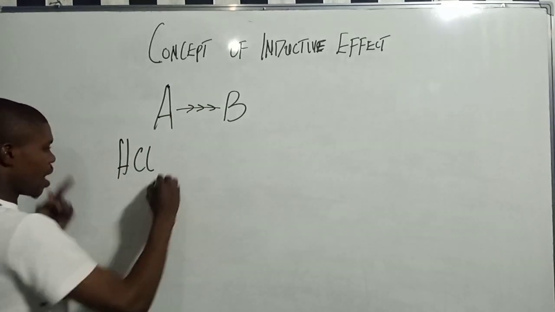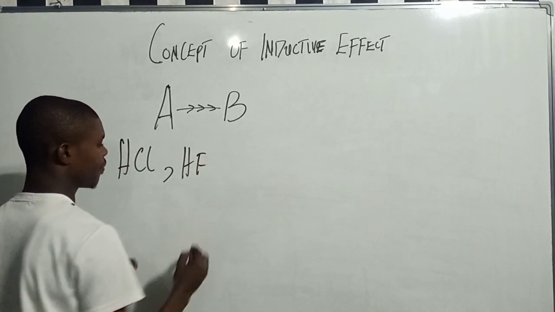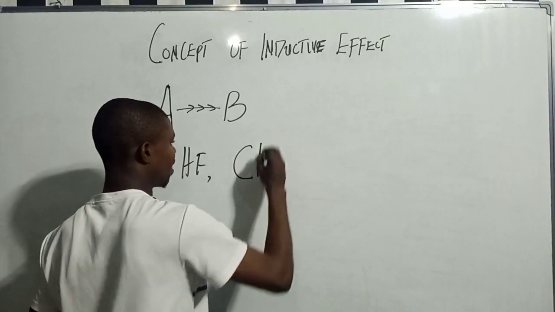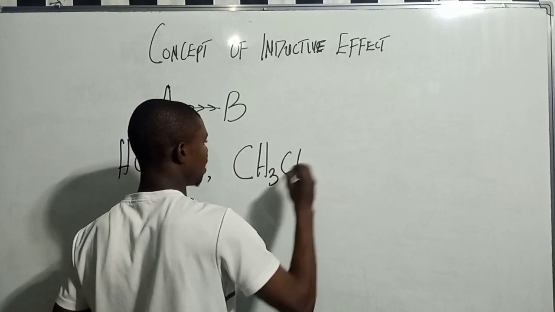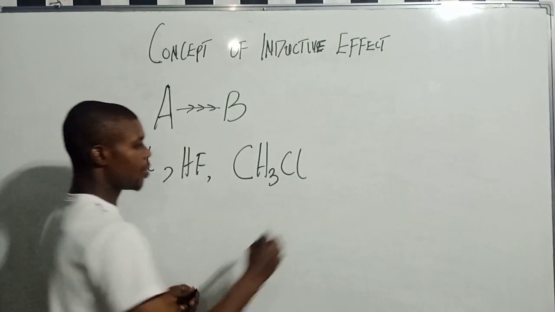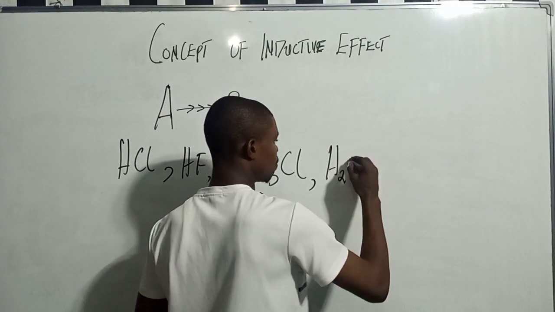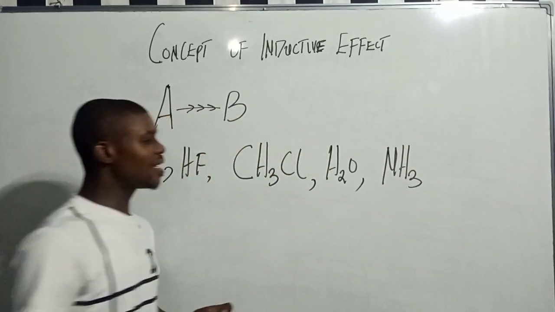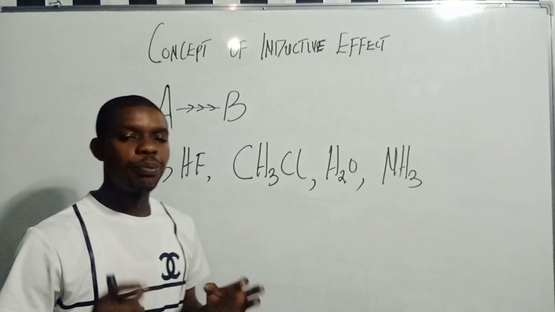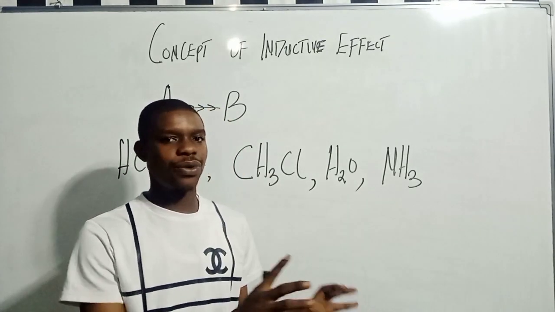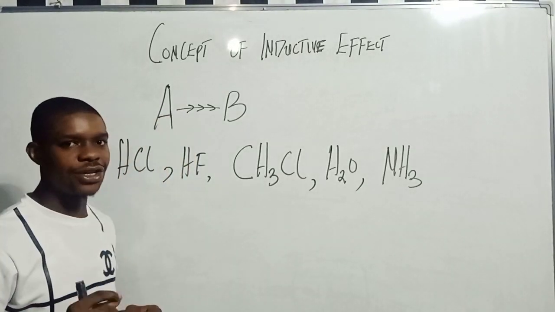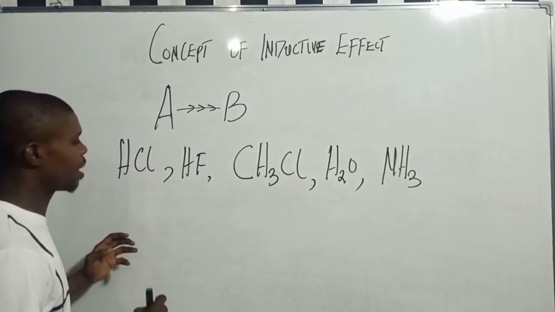HCl. Here we have HF. Here we have CH2Cl. Here we have H2O. Here we have NH3. Now, these are examples of polar covalent compounds. Do you get that? They have atoms with different electronegativity.